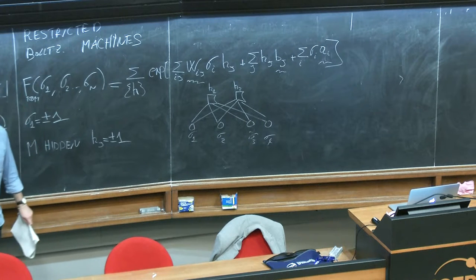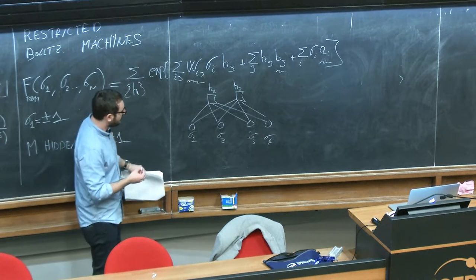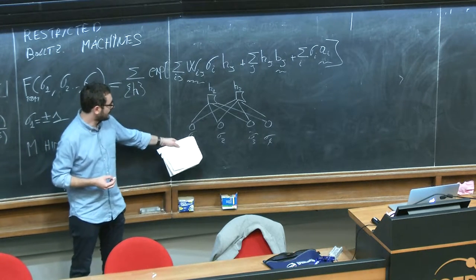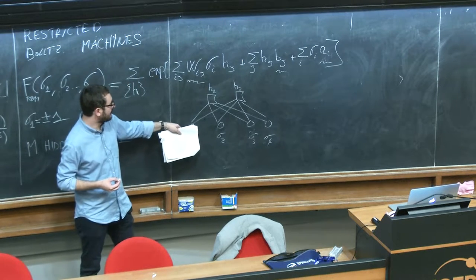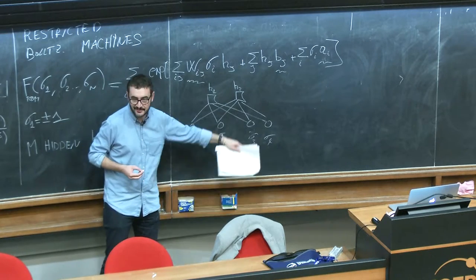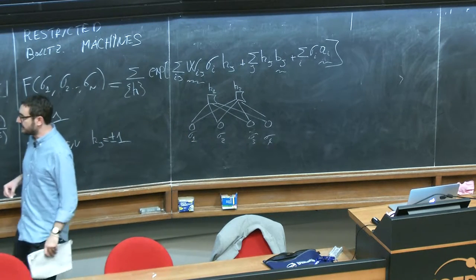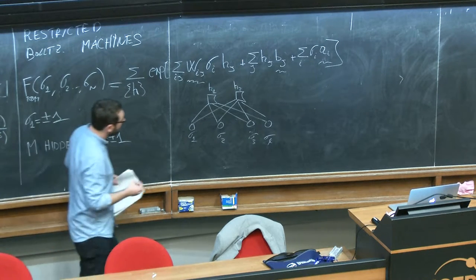So why are these machines called restricted Boltzmann machines? They are called restricted because, as you can see, we don't have any direct interaction between the spins. The only interactions allowed are between the sigma and the H. We don't have direct connections between the sigmas. The reason why this is the case will be apparent in a moment.